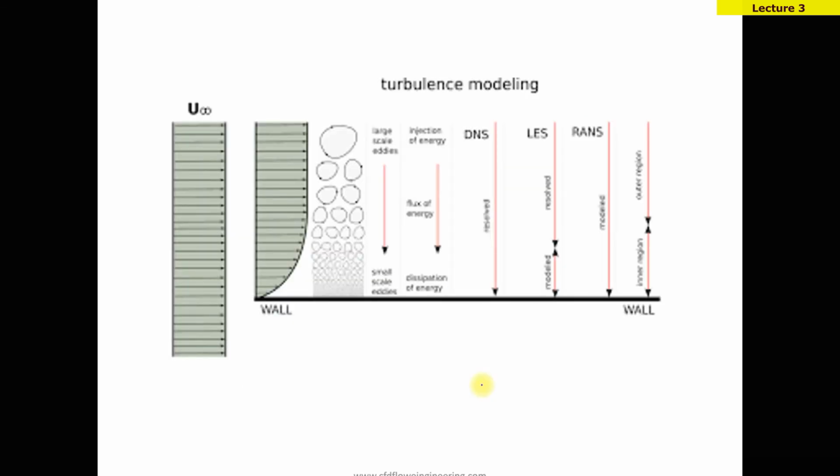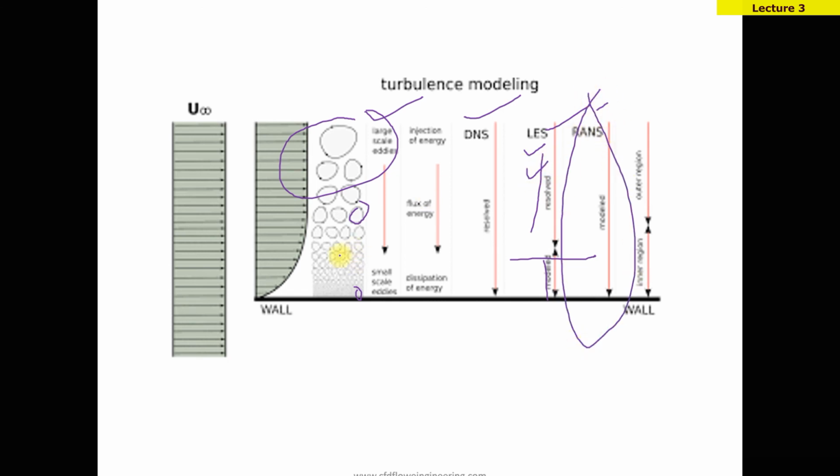This is a comparison of the velocity profile for DNS, LES and RAS. Away from the wall you can see the bigger eddies, then smaller, then the smallest eddies near the wall. In DNS all eddies are resolved, but in LES some eddies are modeled by the subgrid model and large eddies are resolved. In RAS all scales are modeled. Whatever the eddies, they are all modeled. Please note that.